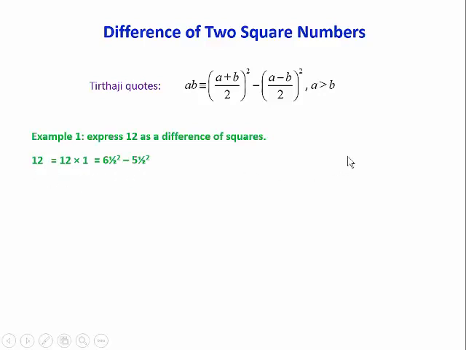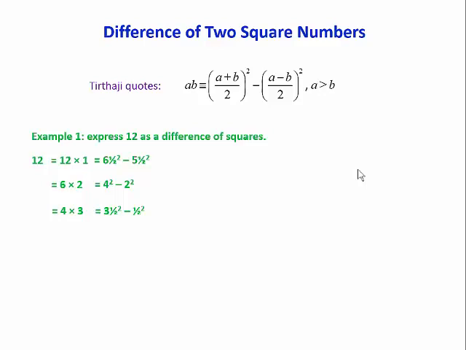So that's pretty straightforward. We can also write 12 as 6 times 2, and so we take half the sum and half the difference again, and we get 4 squared minus 2 squared for 12. Or we can write 12 as 4 times 3, and the same process gives us 3.5 squared minus a half squared. So this is very nice, and it's a complete solution to the problem of expressing a number as a difference of two squares.